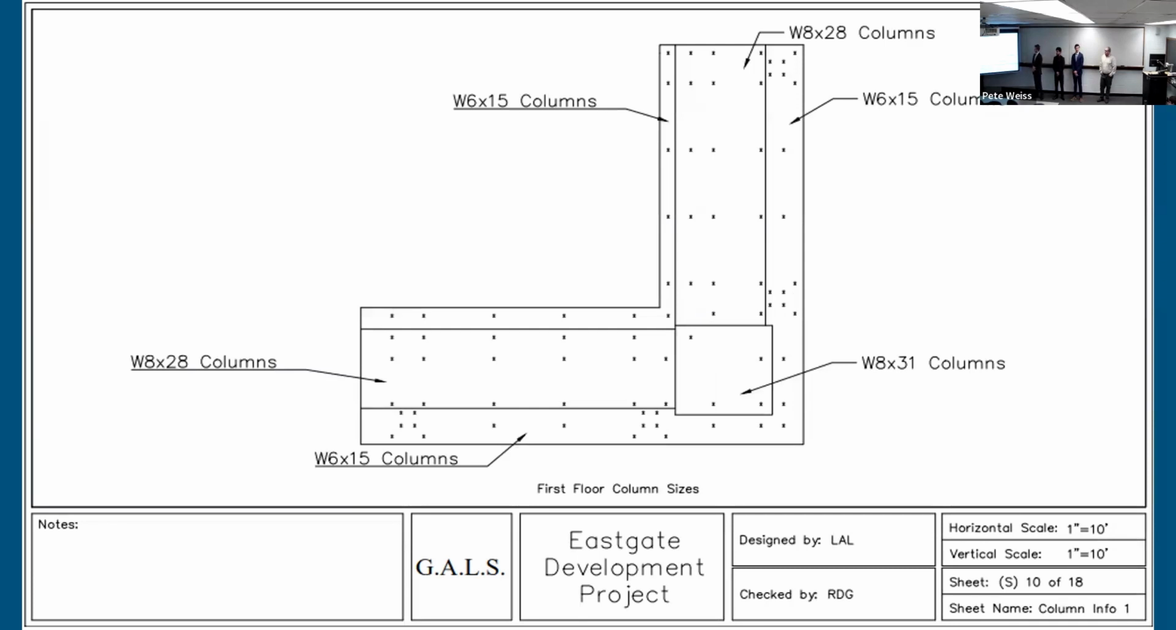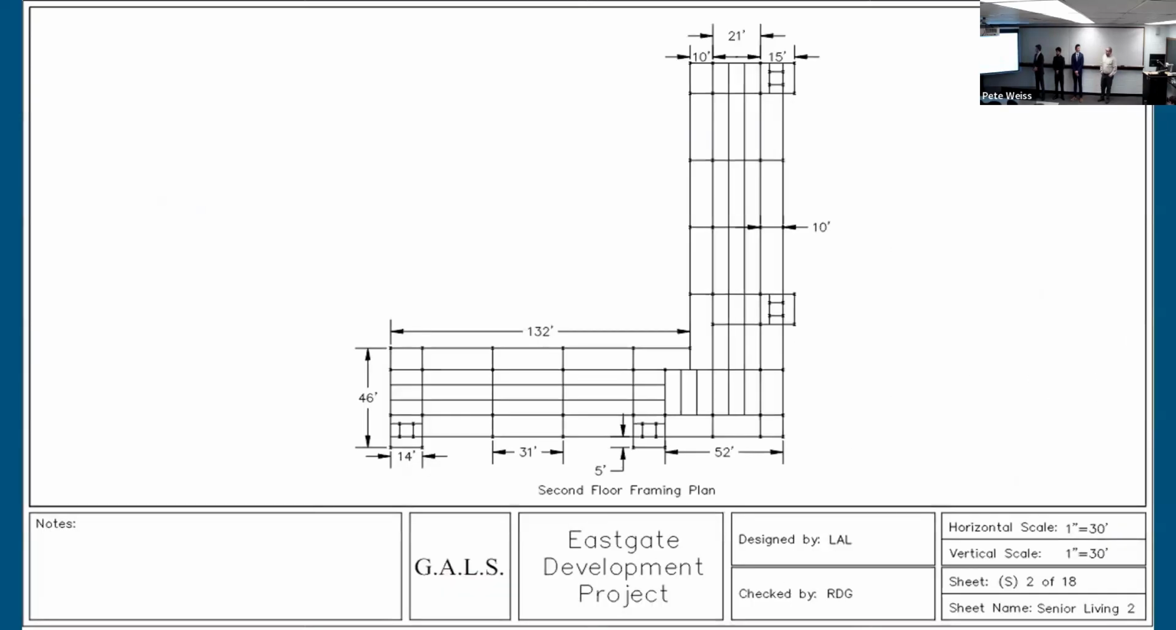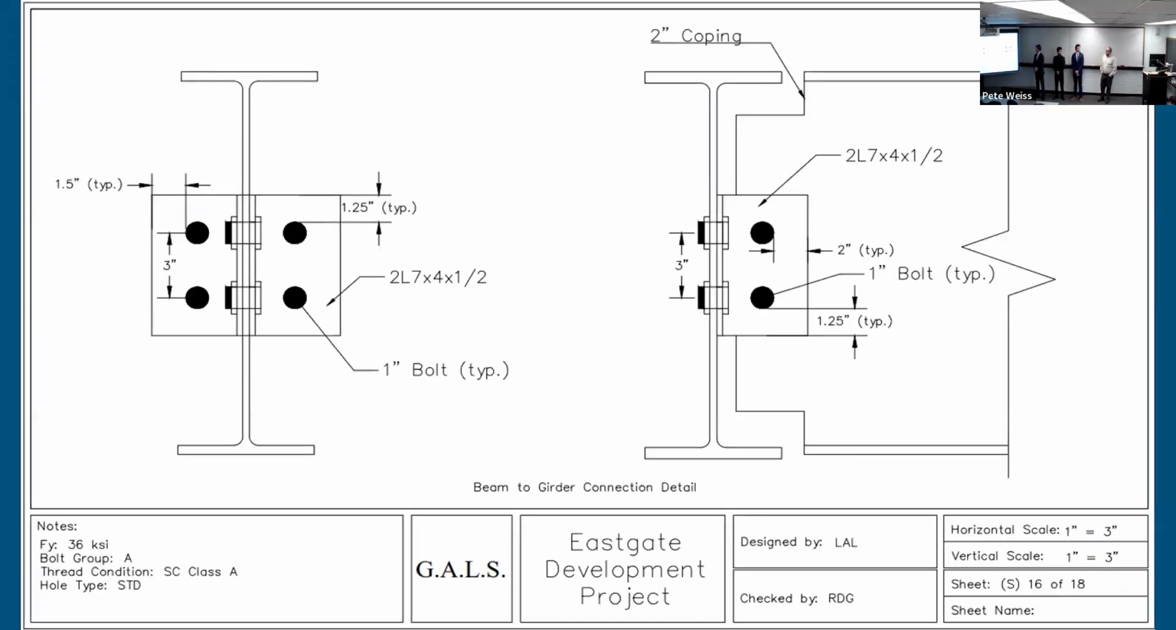Once we determine that, we're able to design the connections for the buildings, which you can see here. This connection is a beam to girder connection, located right here as an interior beam to girder connection in the building. This reaction is for 60 kips, and we utilized a double angle connection with 1 inch bolts and a 1/2 inch thick plate. This provides 68 kips of resistance. In a similar manner, we also designed the braces.